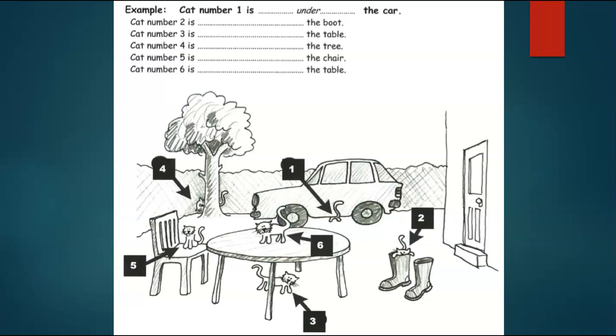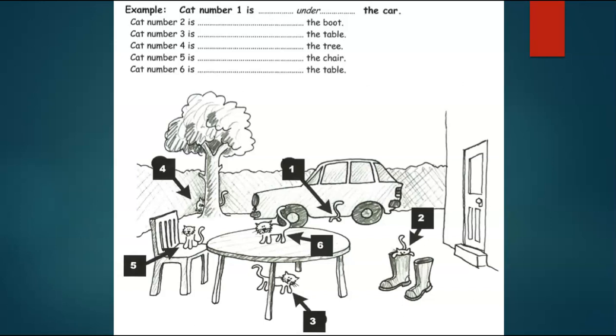So you'll see this image, it's got several cute little cats that are in different places in the picture. And the teacher has already presented to students how we use different prepositions of place. Now we're going to have them work in pairs by themselves doing a practice activity like this one.